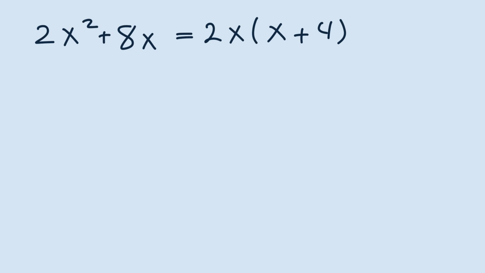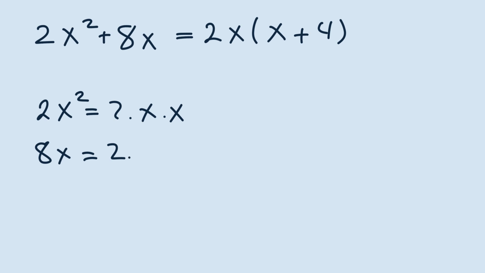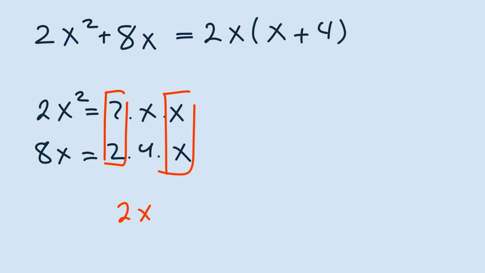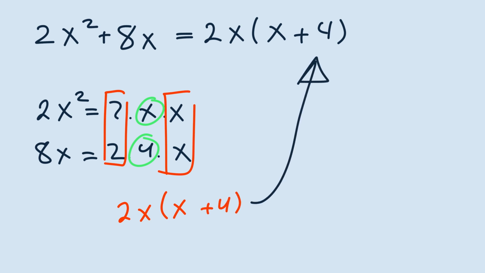In case you don't know how to find the greatest common factor, let me do it for you guys here. So 2x squared is basically 2 times x times x. 8x is 2 times 4 times x. From here we can say that 2 is the greatest common factor. x is the greatest common factor as well. So I will write 2x, and whatever is left here I will put between the parentheses. So I will write x plus 4, which is the same as this.